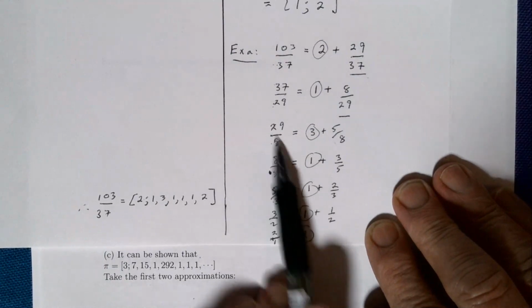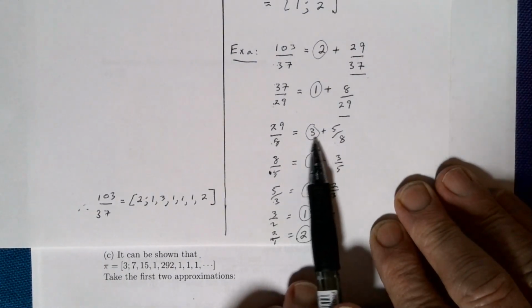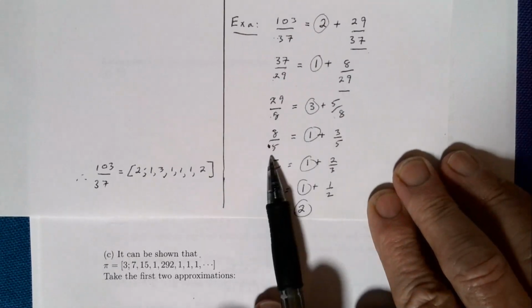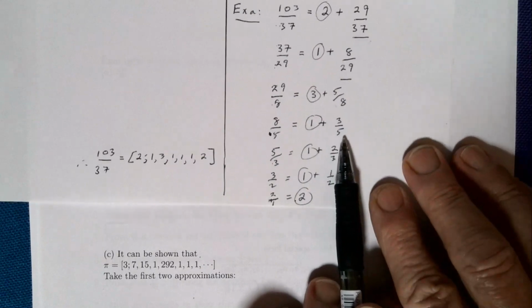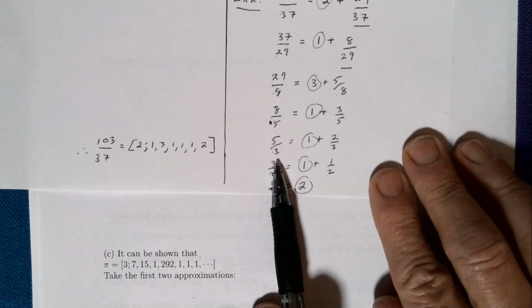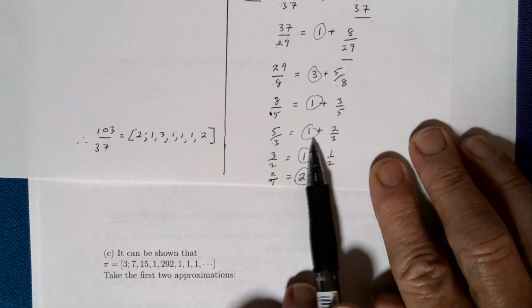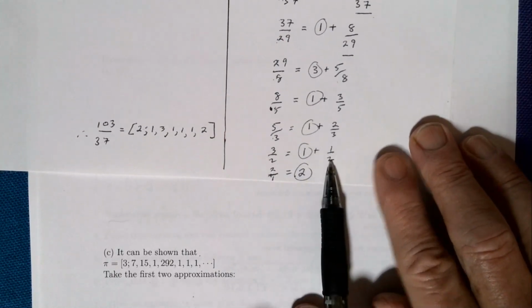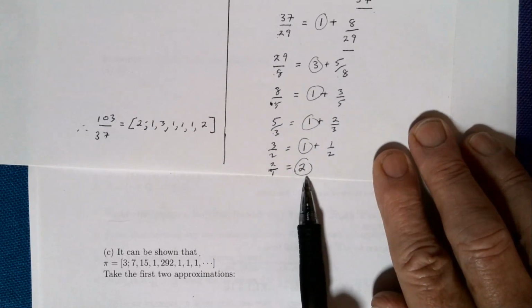So we divide this by 8, 8 threes are 24, remainder of 5. Keep the 3, take the 5 eighths, flip it upside down to 8 fifths, that goes 1, remainder 3. Keep the 1, turn it upside down, that goes 1, remainder 2. Keep the 1, turn this upside down, I get 1 plus a half, and finally, when I turn this upside down, I get 2.